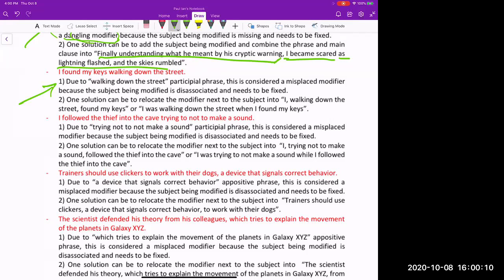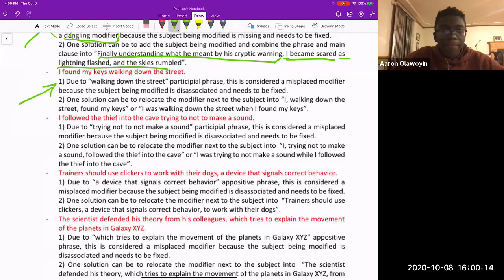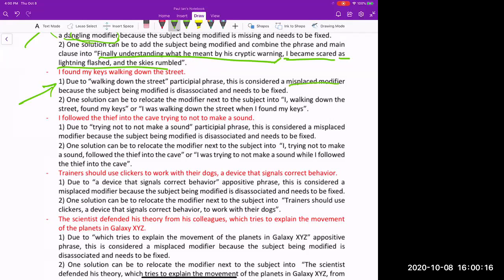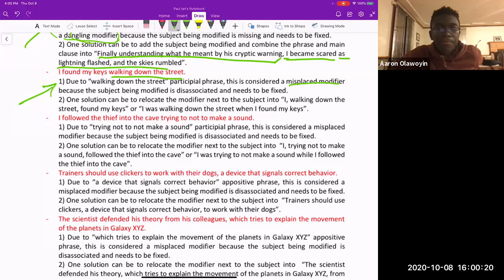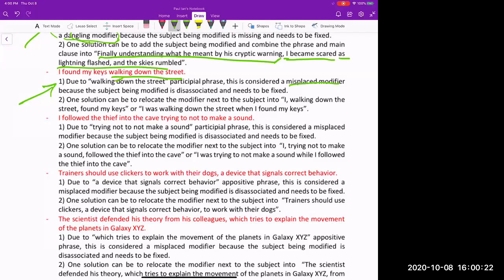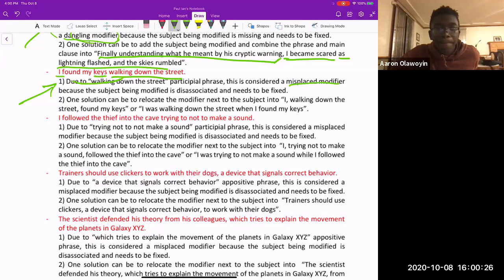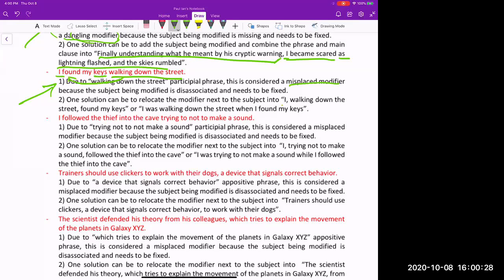So what is this one? Misplaced. Okay. And what's being misplaced? The walking down the street. Okay. And it's supposedly modifying the what? I. Okay, so this is how you fix it, right? I, and you put the comma, and then, walking down the street, found my keys, right?